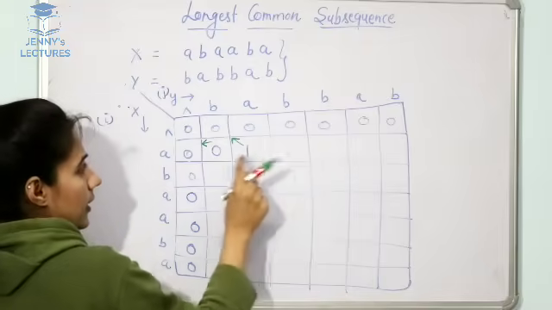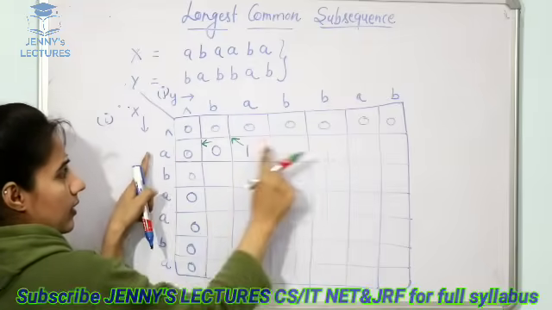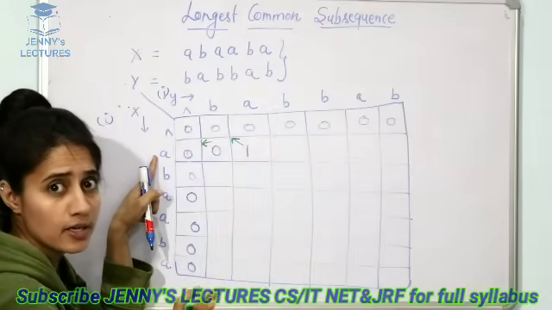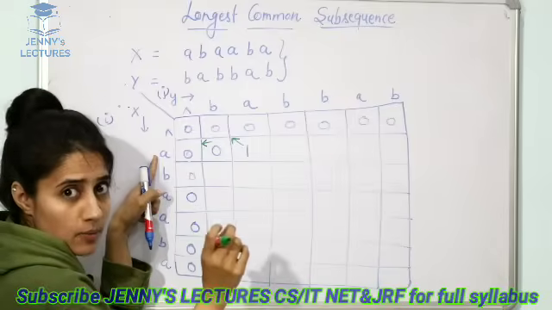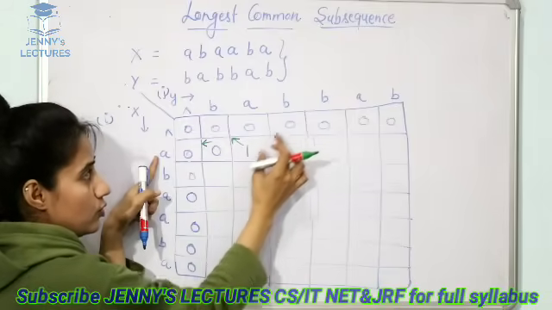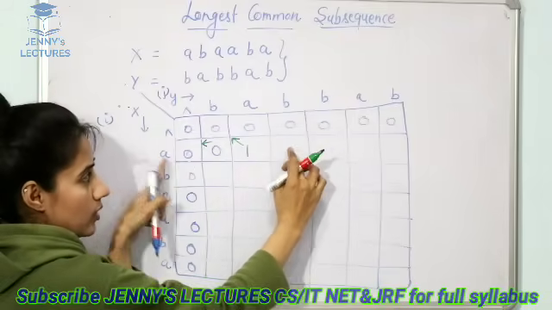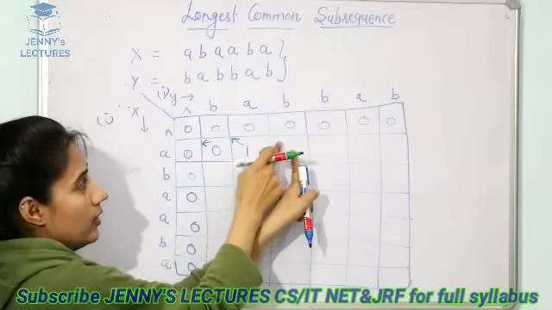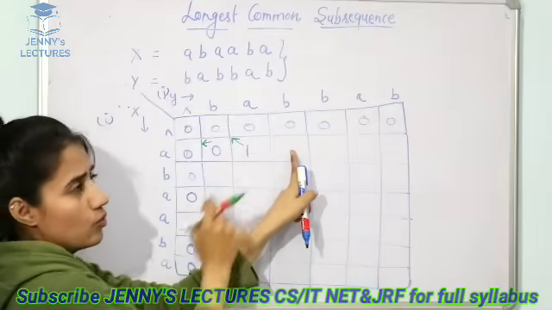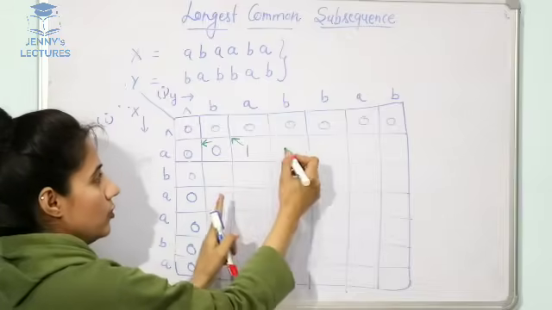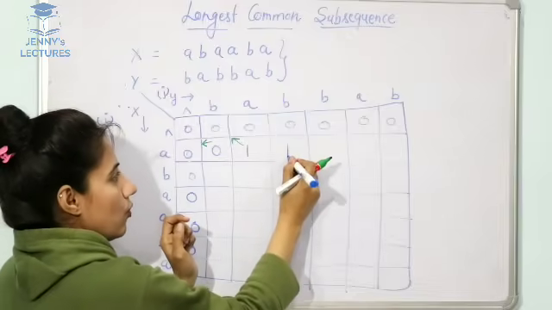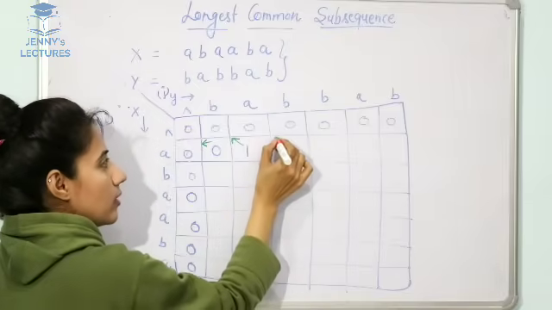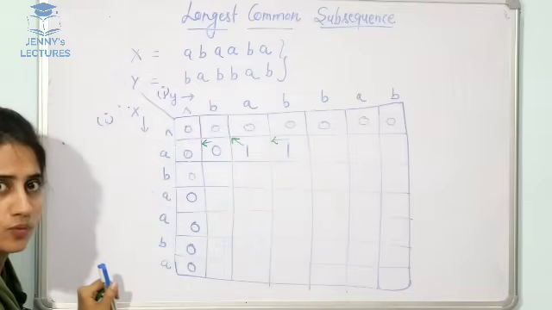Next one is this one, A and B. These are also not same. If not same, in that case what will you do? Maximum of this one or this one. Which value is maximum? You have to fill this, so this one and this one, one to the back and one above. Out of 1 and 0, which one is maximum? That is 1. Then you will write 1 here, and the arrow would be towards this 1 because we have taken this value.